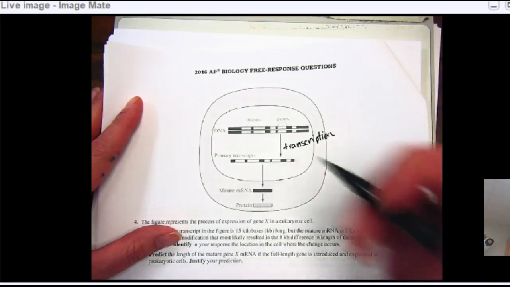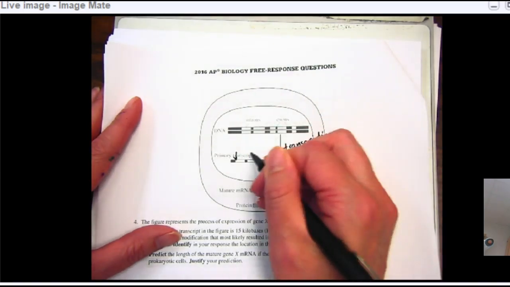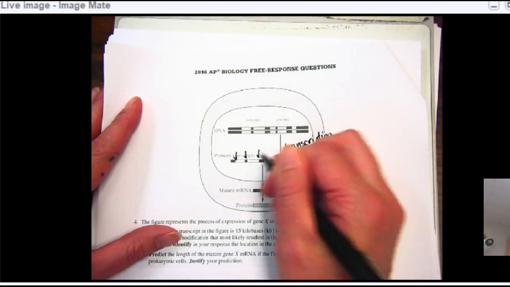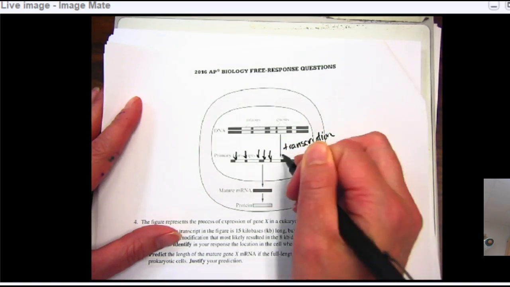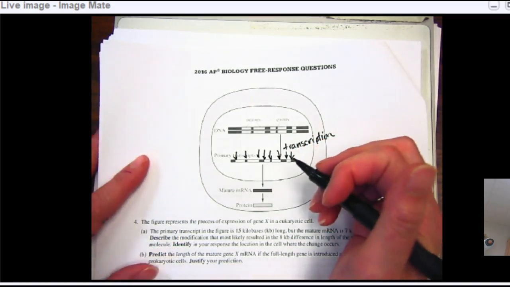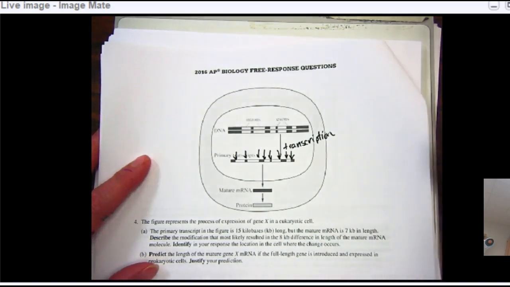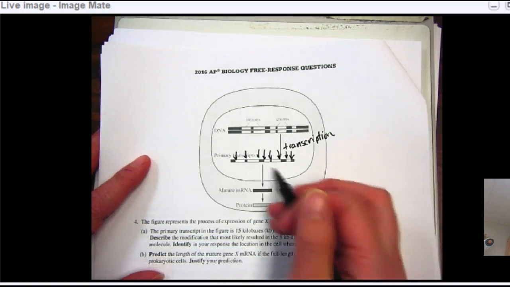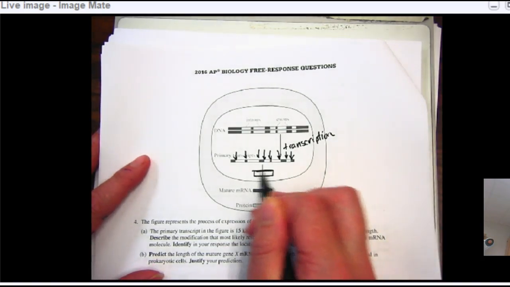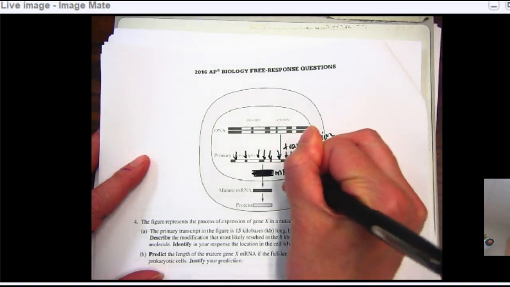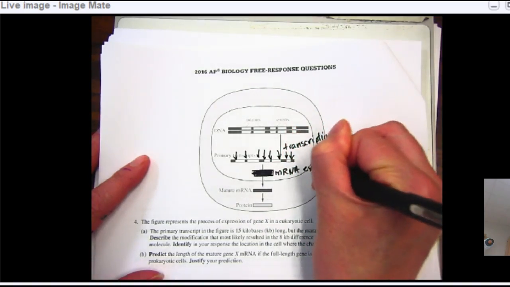In the cell, these introns are cut. And they're cut by these things called spliceosomes, and spliceosomes are made of RNA. They're RNA that acts like an enzyme. So they cut out the introns. What's left is the mature messenger RNA, and it's comprised only of exons.